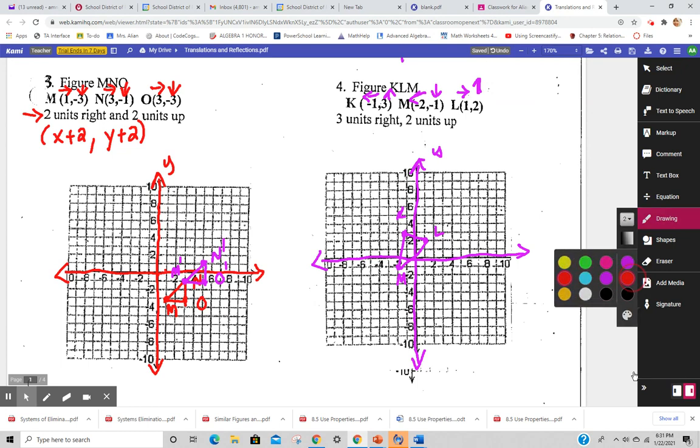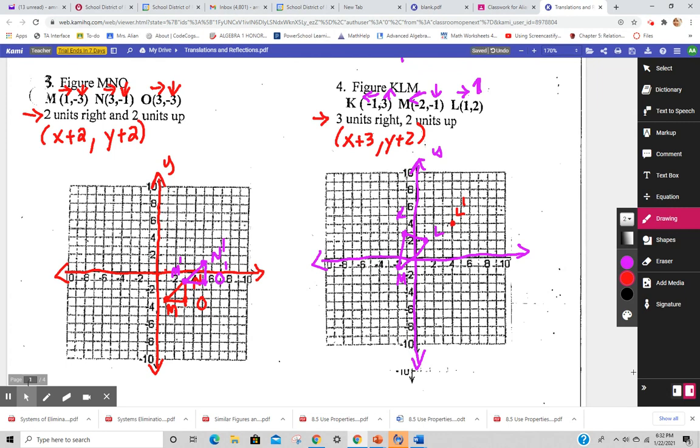Okay? Now let's translate that. 3 units right, 2 units up. This is the same as saying x plus 3, y plus 2. Let's do that. All right, let's start with L. 3 units right, 1, 2, 3, and 2 units up. Let me count again. 1, 2, 3, 1, 2. So this is L prime.